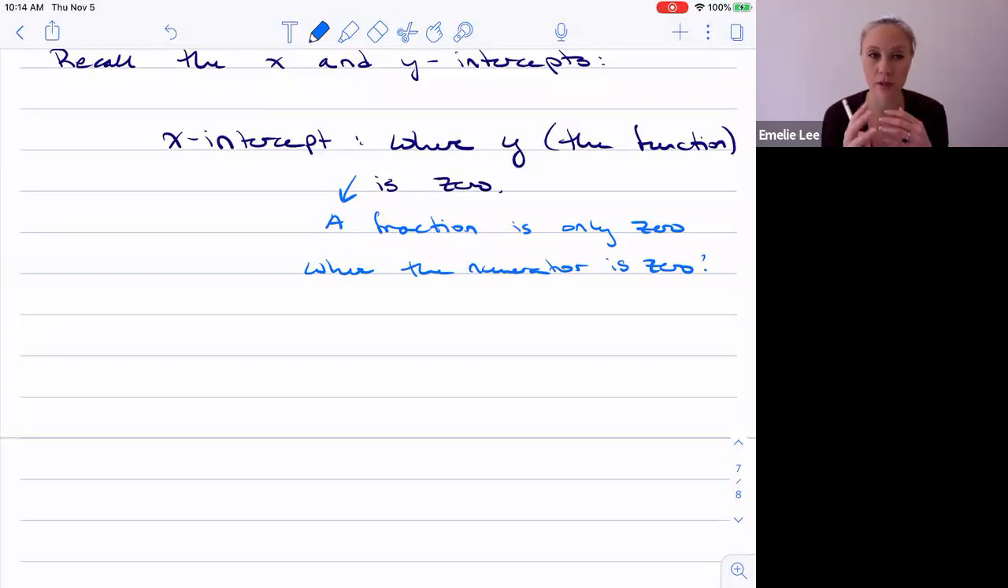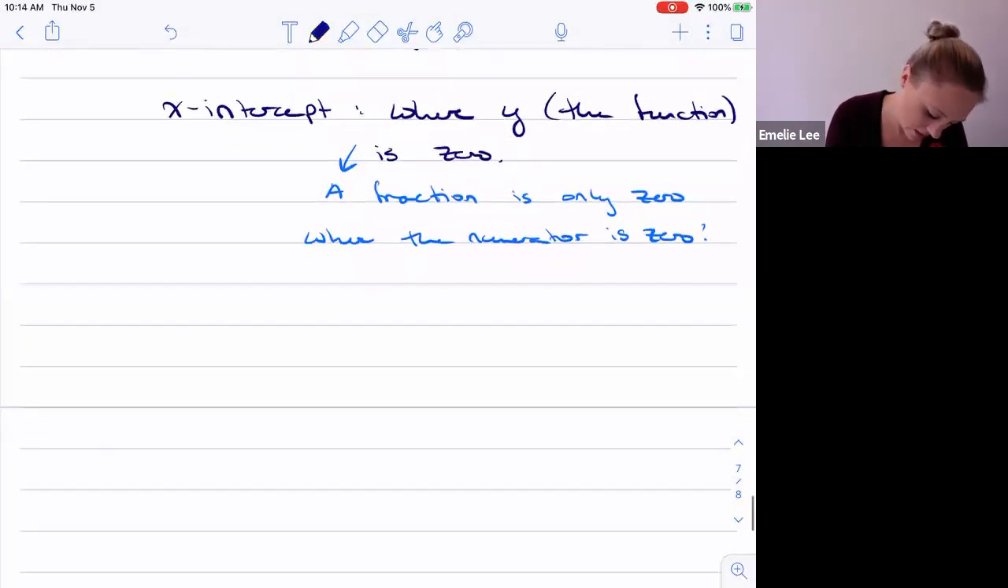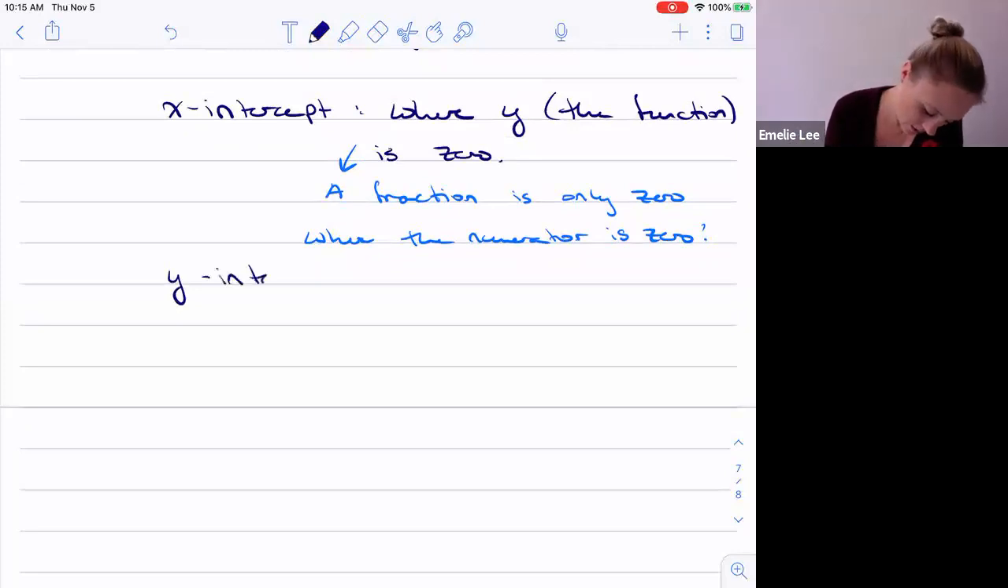The denominator is for the vertical asymptotes, right? And so the easiest way to do that is to factor the numerator as well, like I've been saying, but I kind of didn't do it in the right order. That's okay. The y-intercept, we know, is where x is 0, where x is 0.